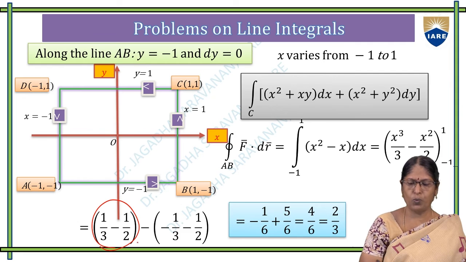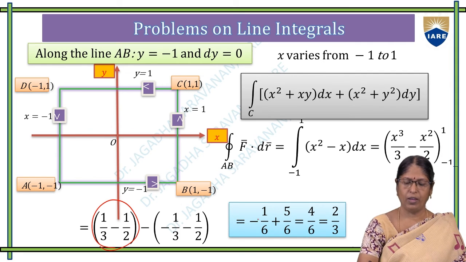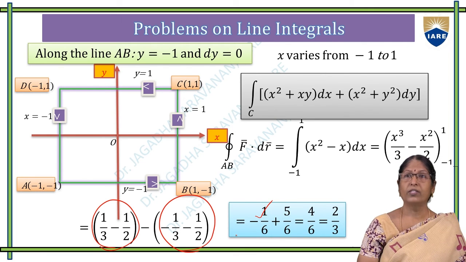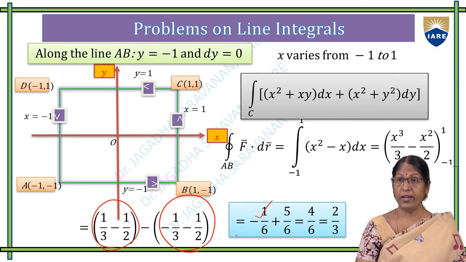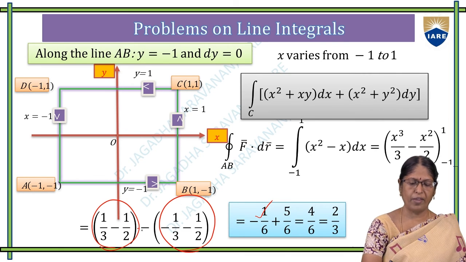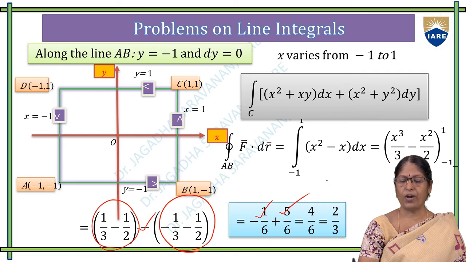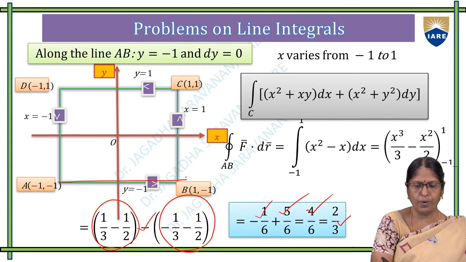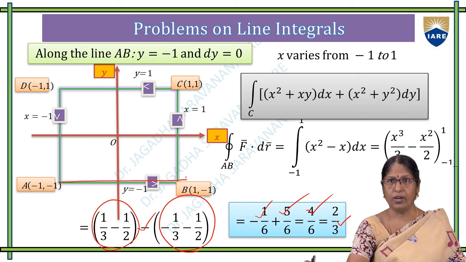Simplifying the first one by taking the LCM, we got minus 1 by 6. Simplifying the second, we obtained minus 5 by 6. Already a minus is there, so plus 5 by 6, put together 4 by 6, and the value is 2 by 3. So from A to B, in the x direction, we obtained the result 2 by 3.